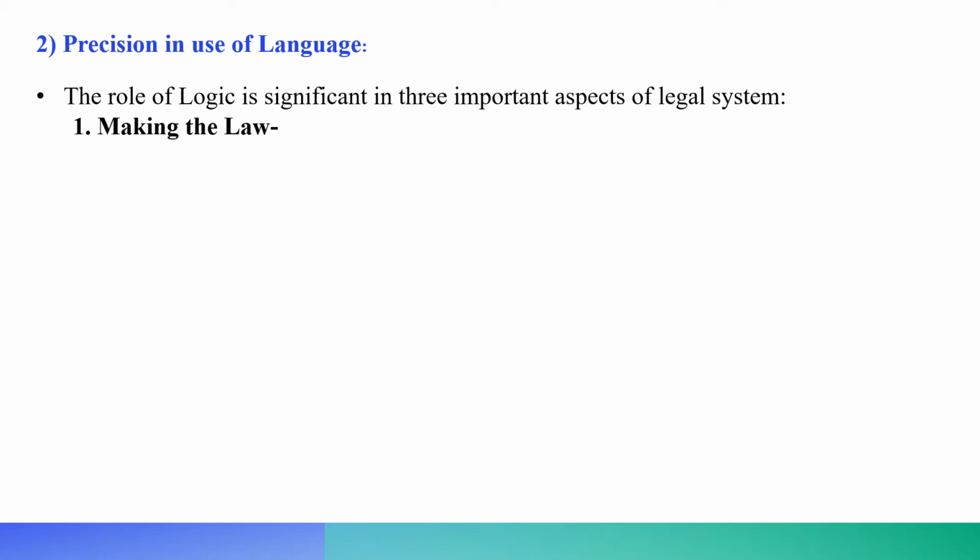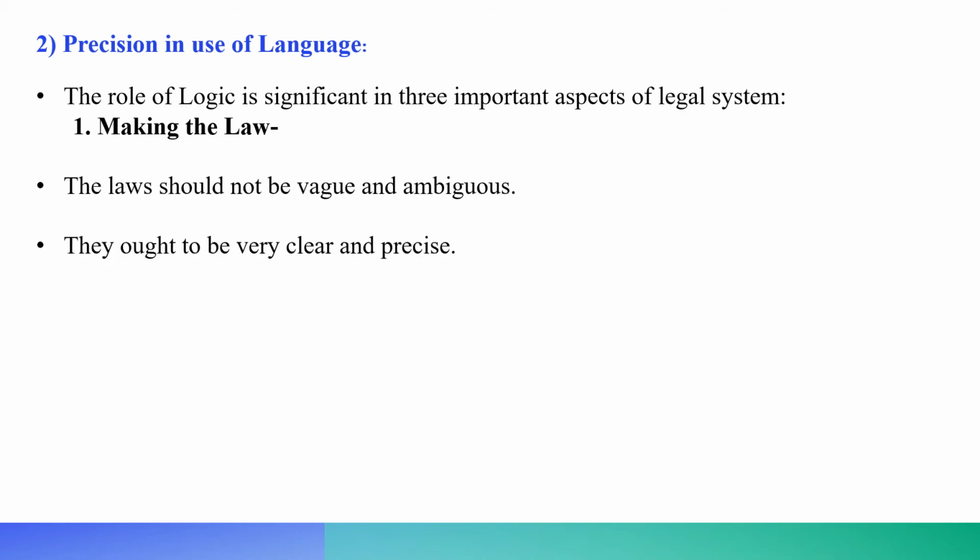Now, in making the law, the lawyers have to be very careful. First, the laws should not be vague and ambiguous. Vague means what it applies to should be clear, whether it applies to this or not. And ambiguous means the law should not have double meaning; its meaning should be clear from the context in which it is applied. Then secondly, the law ought to be very clear and precise.